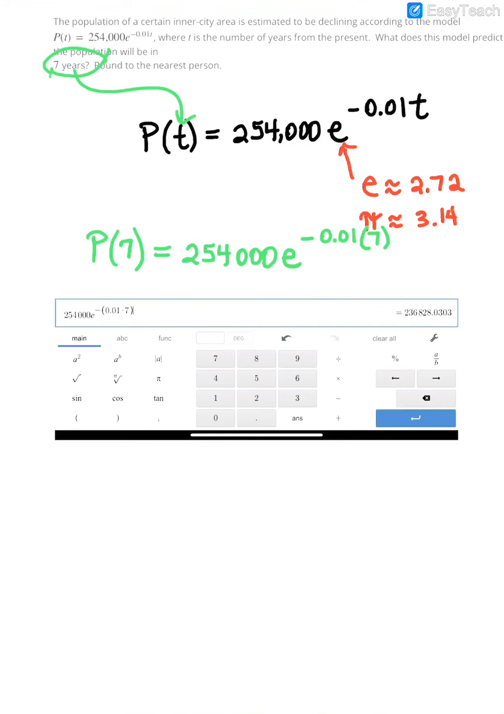All right, so here's what it looks like on Desmos. You will notice that I did put the entire power in parentheses here. With Desmos, you have to do it that way so that it will remain as part of the power. So you just kind of have to know how your calculator works. They are asking me to round it to the nearest person. So when I look at my final answer here, the population would be 236,828 people.